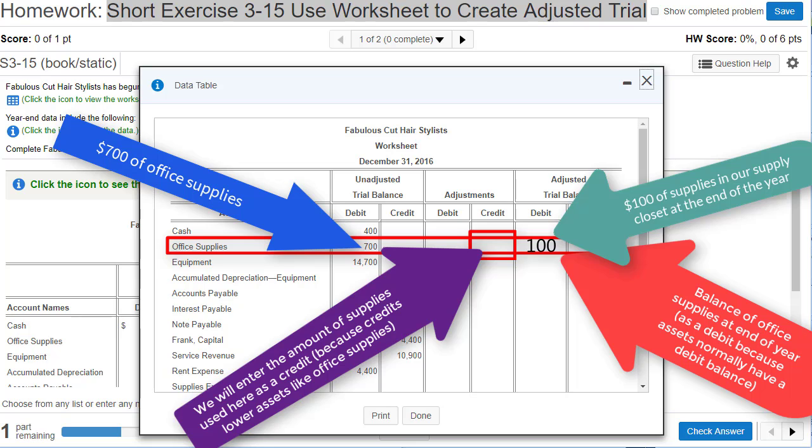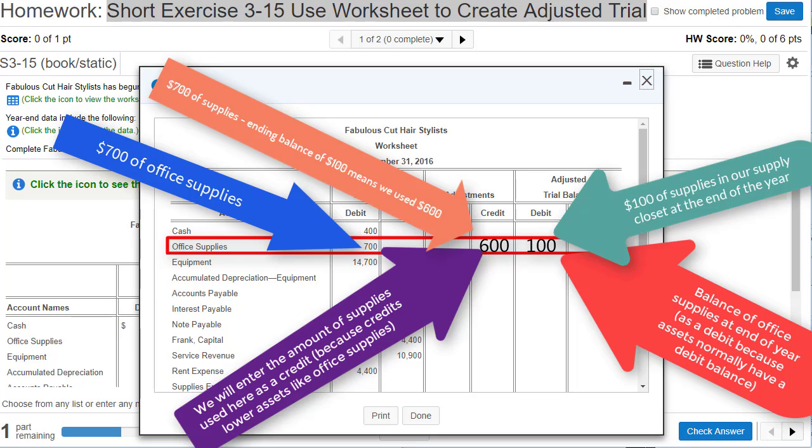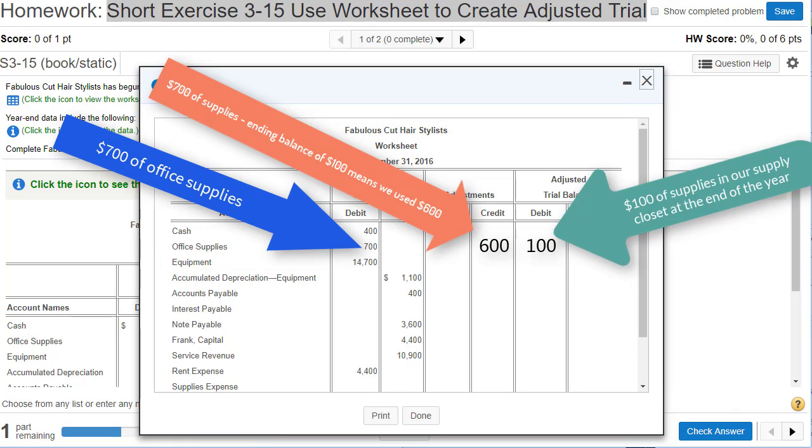So if we had 700, but at the end of the year we ended up with only 100, that means we used up $600 of office supplies. So we have to lower the account by $600 in the adjustments column. Then we take $700 of office supplies, subtract the $600 we used, and that results in the updated balance of $100 of office supplies.